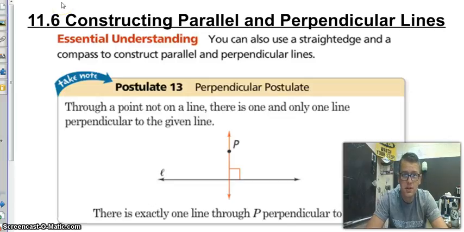Hey guys, we're back. We're going to start talking about 11.6 here. I'm going to try to make this under 15 minutes. We're going to do some pausing, some starting and stopping as we go, so try to stick with me. But if you have any questions, then please let me know in our discussion board.